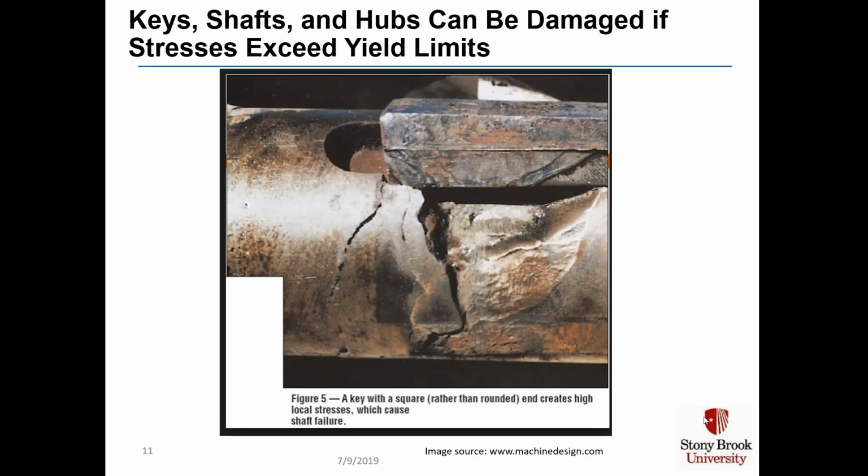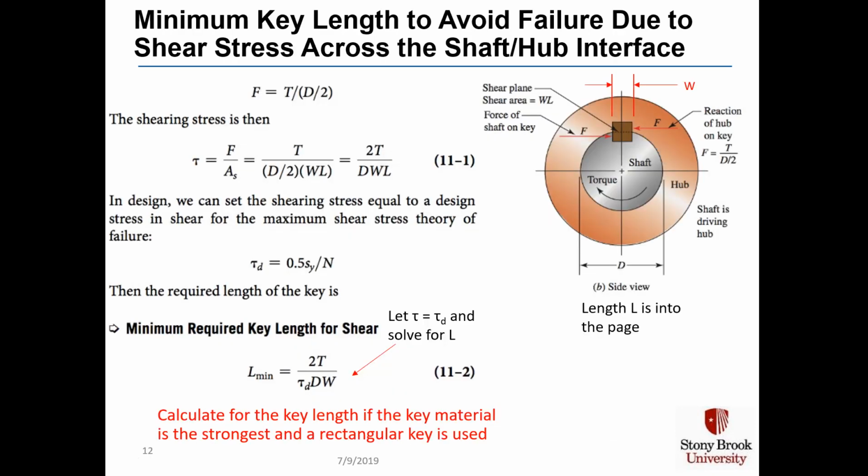Keys, shafts, and hubs can be damaged if stresses exceed yield limits, and here's an example of the use of a square key in a key seat that wanted to have some rounding on this edge, and that created a lot of stress and eventually the entire shaft cracked. In this slide we will calculate the minimum key length for a rectangular key to avoid failure due to shear stress across the shaft-hub interface.